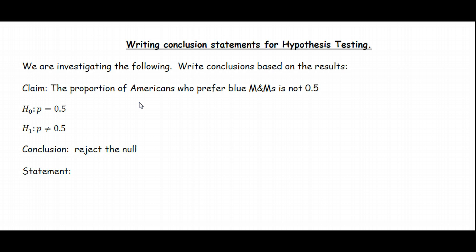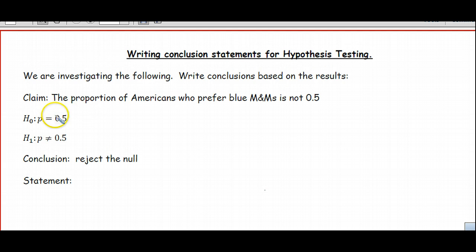So we're investigating the following: write conclusions based on the results. The claim was the proportion of Americans who prefer blue M&Ms is not 0.5. This is what we'd done earlier, so we should be able to come up with these two. Here's the claim right here, that it's not 0.5, and so of course my null must be equality here. The conclusion we got was a low p-value, so we rejected the null, and so I'm rejecting this. If you decide to cross out the way that I do here, make sure I can still see on a test question what you had written. Or you can just write reject next to it, you don't have to cross it out.